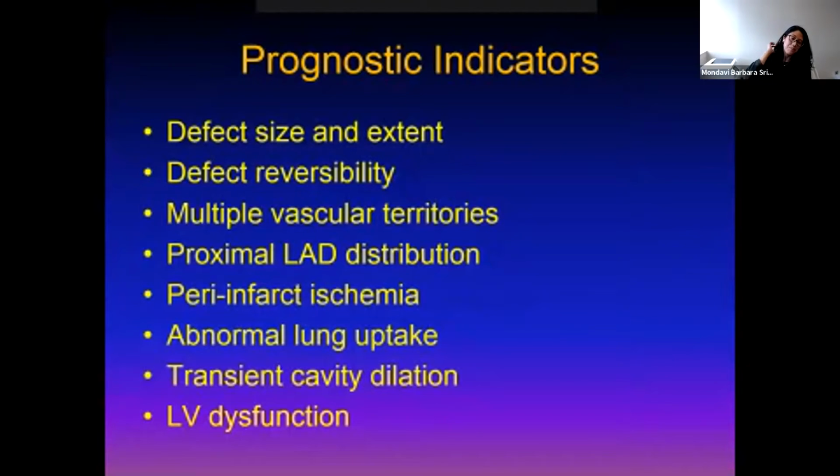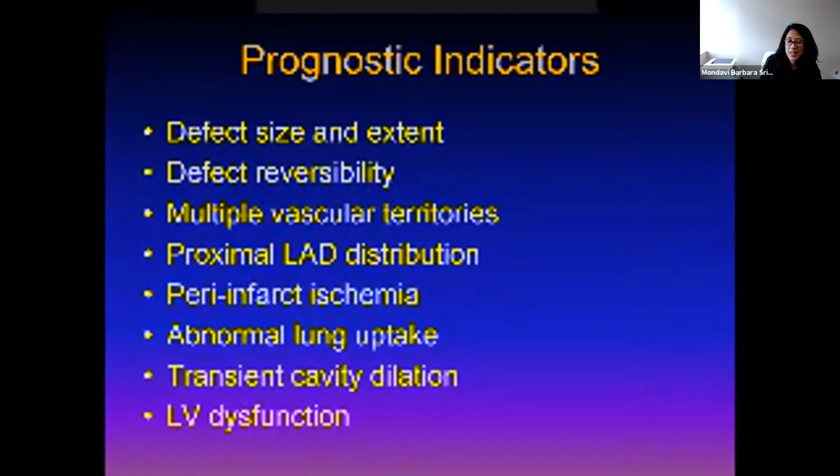All right. So as I mentioned, there are a lot of prognostic indicators with nuclear scanning. I'm not going to go into all of them, but there is a wealth of literature that shows how many vessels are involved, the extent, how severe the perfusion defect is, as well as other things such as lung heart uptake and how big the cavity is, which all have prognostic indices associated with them.